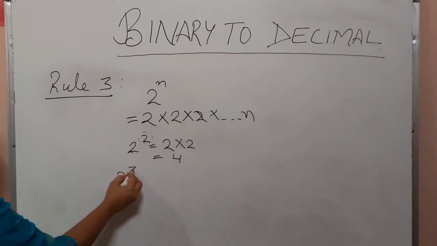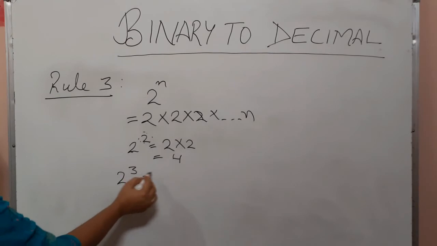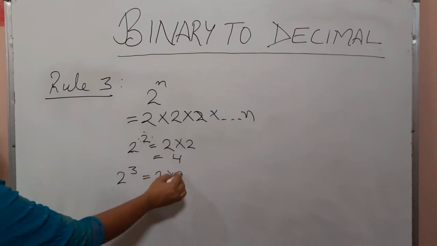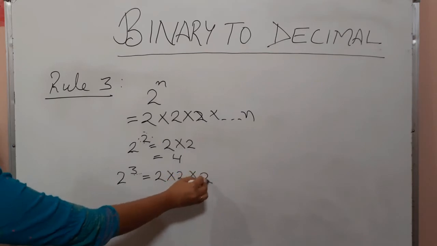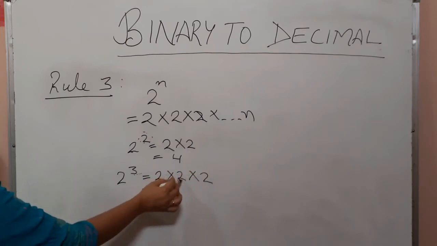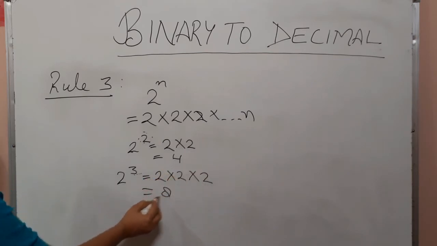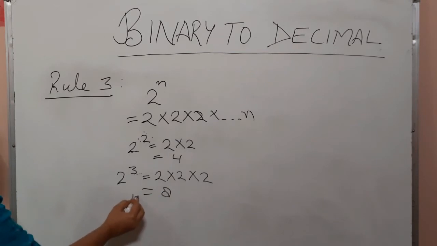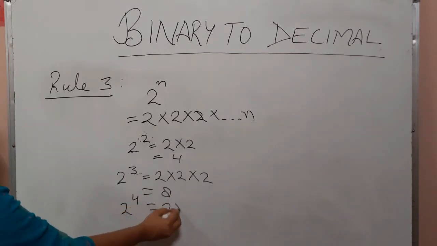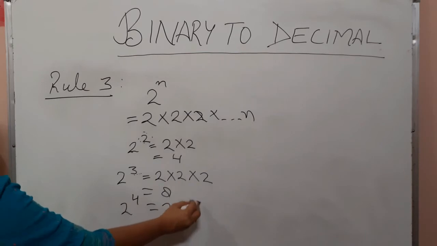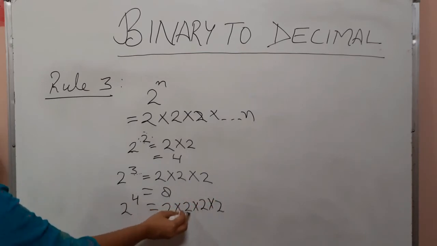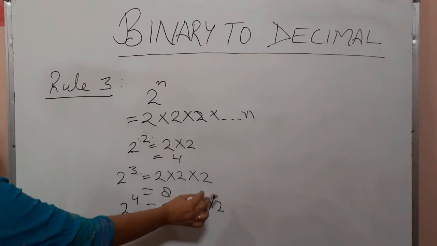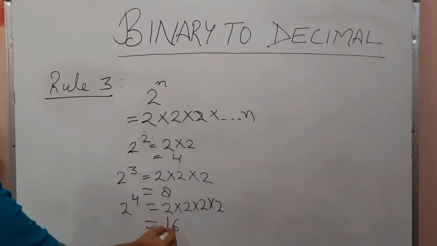Now I am taking 2 to the power 3. I will multiply 2 by 2 only. How many times? Power is 3, so I will write it 3 times. 2 2s are 4, 4 2s are 8. Similarly, 2 to the power 4, we have to multiply it by itself 4 times. 2 2s are 4, 4 2s are 8, 8 2s are 16. So answer will be 16.